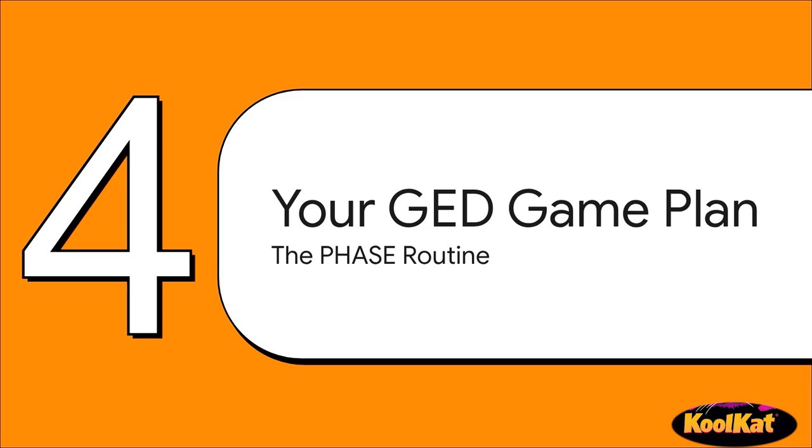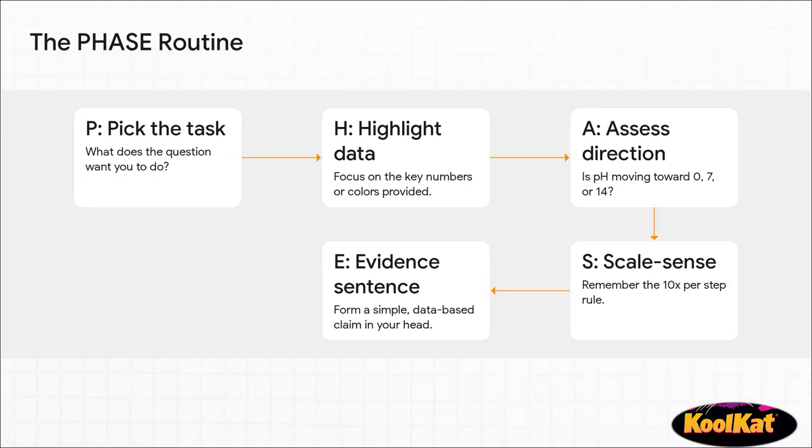It's an acronym and it's called PHASE, and you're going to use this for every single pH question you see. Here's how it works. P is for pick the task, figure out what the question really wants. H is for highlight the data, find the key numbers. A is for assess the direction. Is the pH going up or down? S is for scale sense. This is where you remember our golden 10x rule. And finally, E is for evidence. Just form a simple sentence in your head that proves your answer.